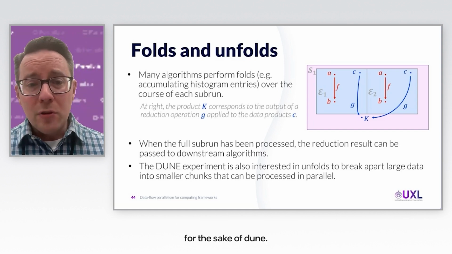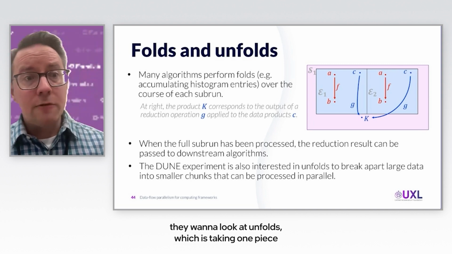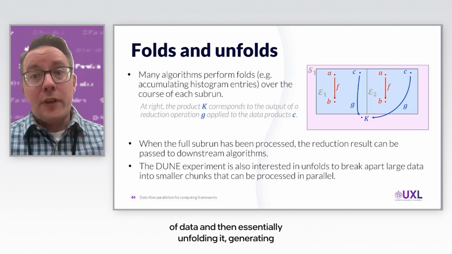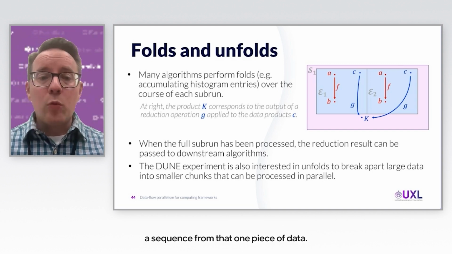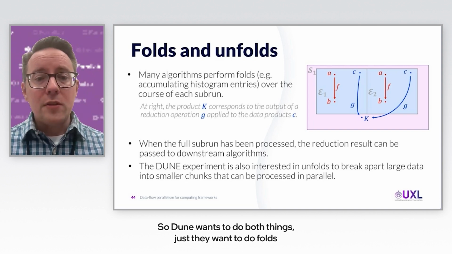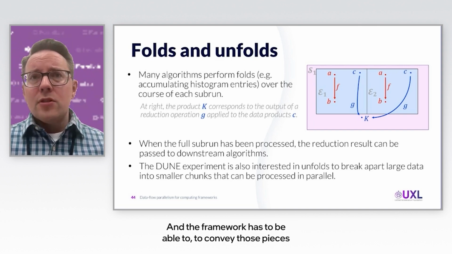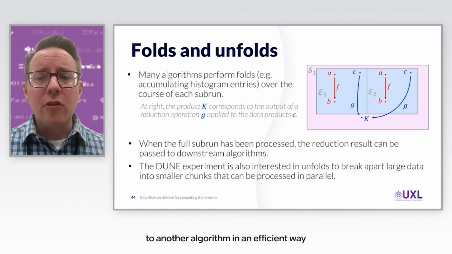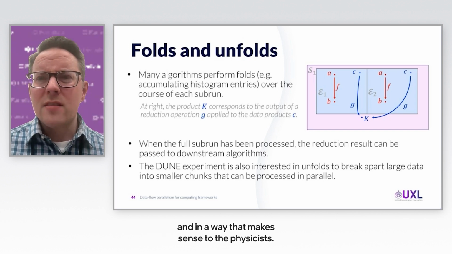For the sake of DUNE, what they want to be able to do is not only look at folds, they want to look at unfolds, which is taking one piece of data and essentially unfolding it, generating a sequence from that one piece of data. So DUNE wants to do both things, folds and unfolds. And the framework has to be able to convey those pieces of data from one algorithm to another algorithm in an efficient way, and in a way that makes sense to the physicists.